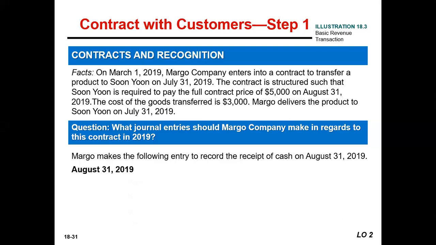So Margo makes the following entry to record the receipt of cash on August 31, 2019. Debit cash, 5,000, credit accounts receivable, 5,000. When you cancel out the debit of accounts receivable and the credit, what's left will be cash and service revenue.